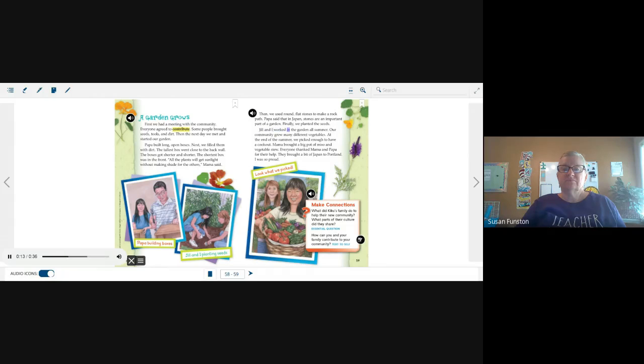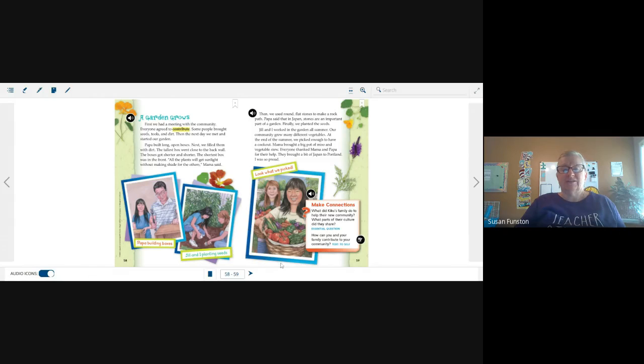Jill and I worked in the garden all summer. Our community grew many different vegetables. At the end of the summer, we picked enough to have a cookout. Mama brought a big pot of miso and vegetable stew. Everyone thanked Mama and Papa for their help. They brought a bit of Japan to Portland. I was so proud. Look what we picked.